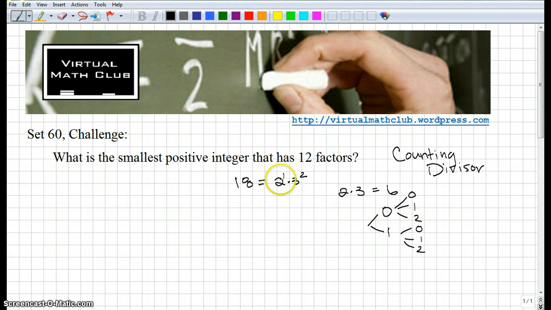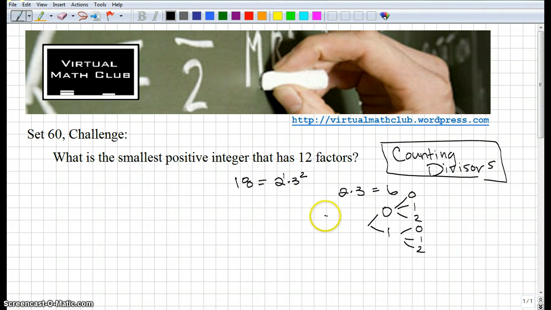And we just add 1 to the power on the prime factors in order to account for the fact that we can have 0 of that particular prime factor in the divisor of 18. So if that wasn't quite clear, make sure you watch this counting divisors lesson.